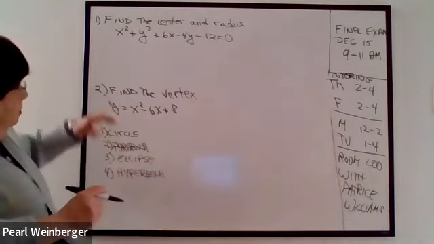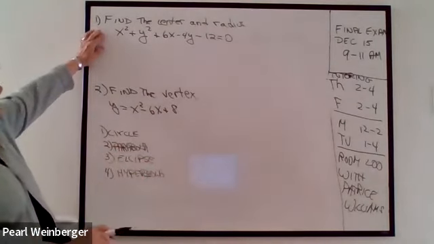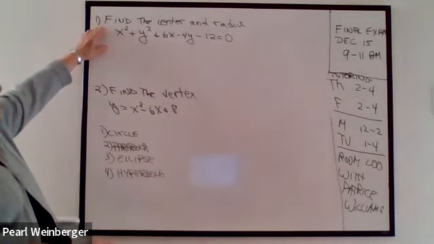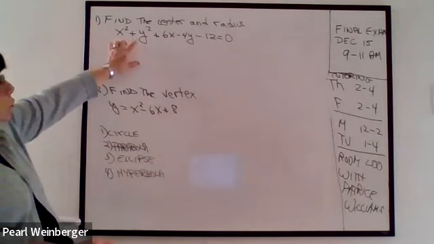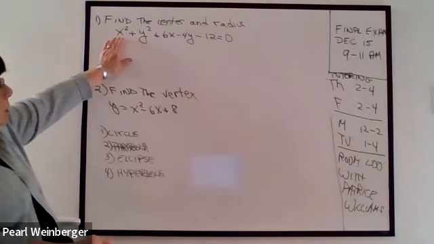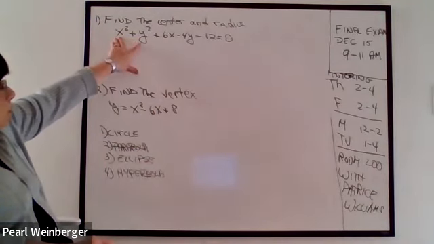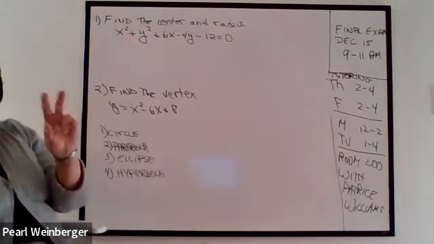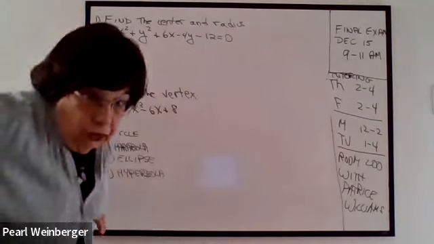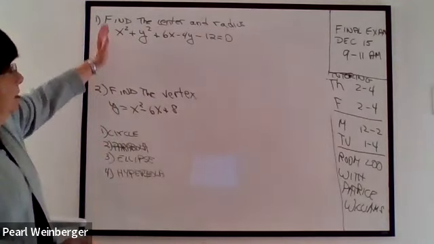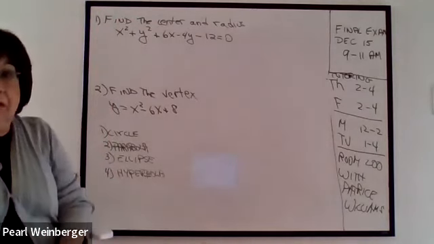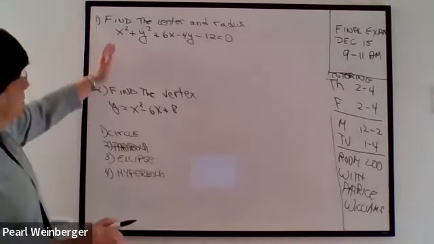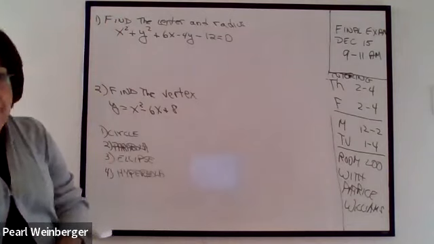So the first example says find the center and radius of this figure, which is obviously a circle. We recognize that it's a circle because it has both an x squared and a y squared in the equation. Both the x and the y have exponents of 2, and the coefficients of the x squared and the y squared are both positive 1.